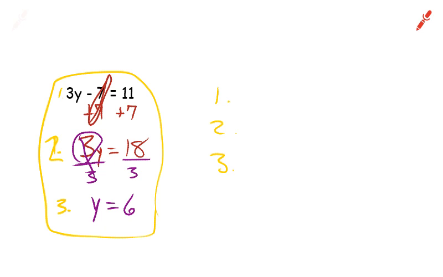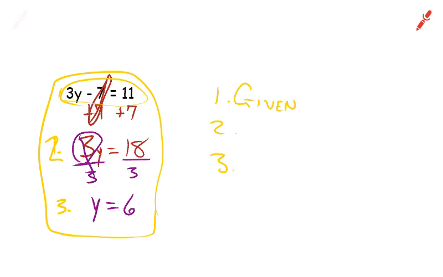Well, the first thing I have is this 3y minus 7 equals 11. The only reason I know to use that is because it's given to me. It's what was given as my problem. So what I write here, very easy, is the word given. Not that complicated so far.